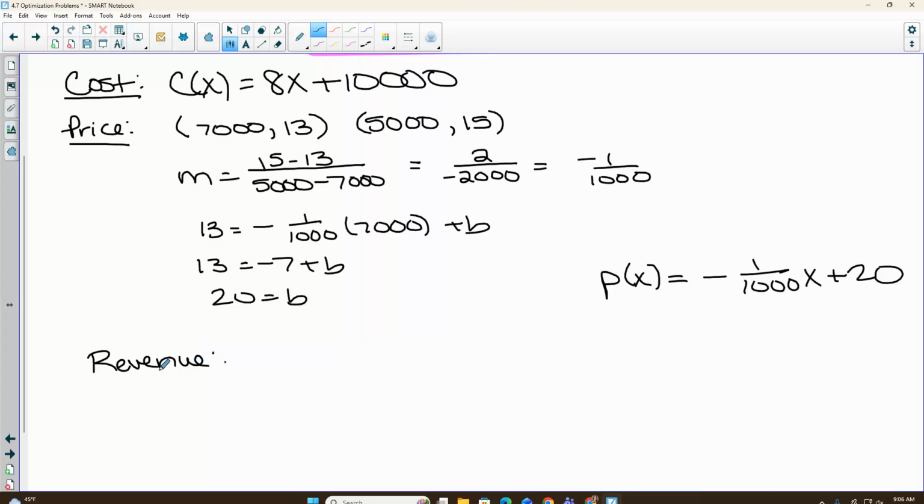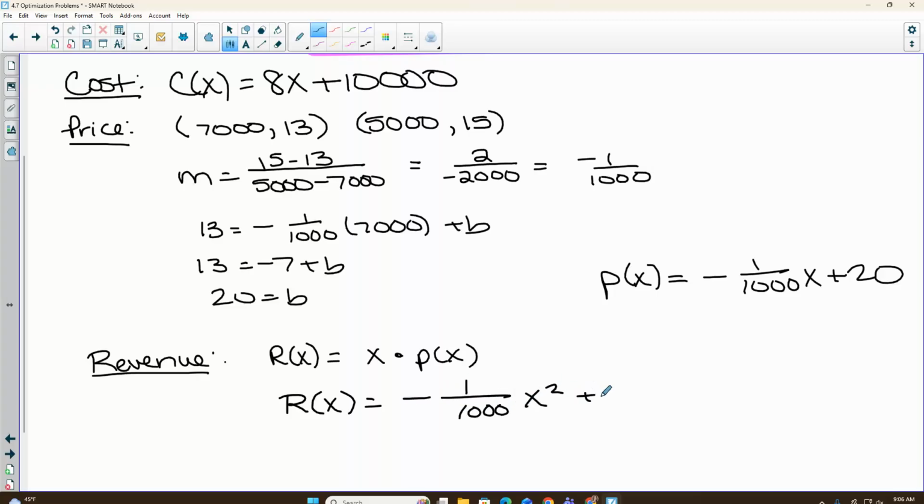Revenue is the amount of money you bring in. We know we're selling x copies of the book, and our p of x is their price. So it's just x times p of x. So our revenue would be negative 1 over 1,000 x squared plus 20x.